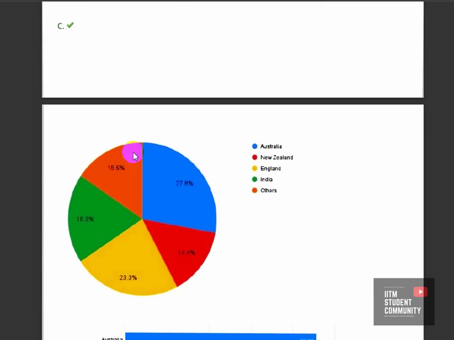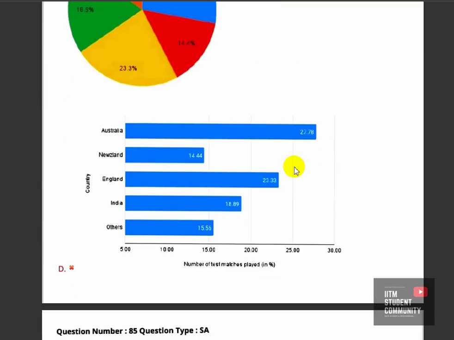Coming to this part, here they have accurately mentioned the percentage, the same as we have got for the bar chart. So this pie chart is correct. This option again gets eliminated.